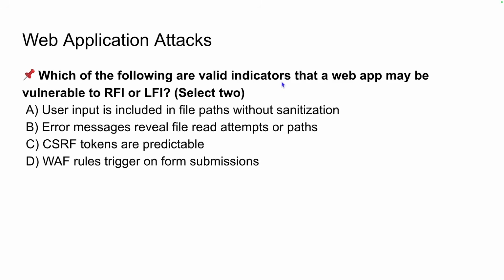So valid indicators that the app is vulnerable. User input is included in file paths without sanitization. Yes, that is one. Error messages reveal file read attempts or paths. That's also one. CSRF tokens are predictable. That is more for cross-site request forgery, so it has nothing to do with the remote file or local file inclusion. And web application firewall rules trigger on form submissions. That also is not it. So it has to be A and B.